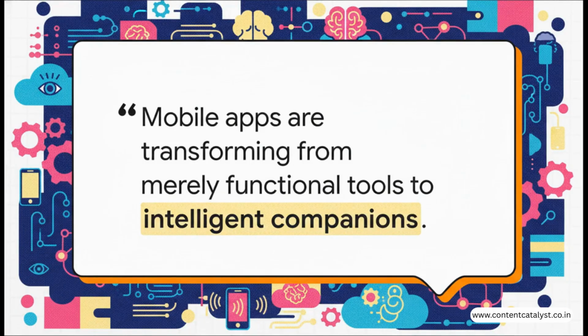Let's kick things off with this idea because it really gets to the heart of what's happening right now. Apps aren't just buttons you tap anymore. They're becoming intelligent companions. Just think about it. Spotify, it doesn't just play music, it knows what you want to hear. Your phone's keyboard doesn't just type, it finishes your sentences. We're moving from passive tools to apps that are active partners in our lives.